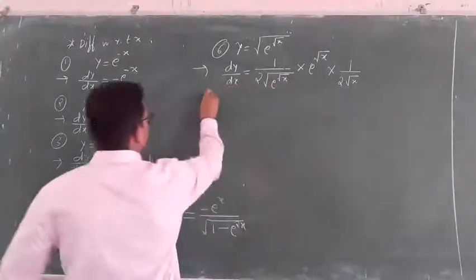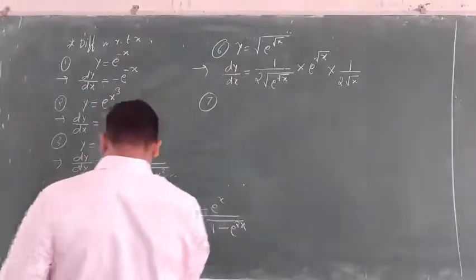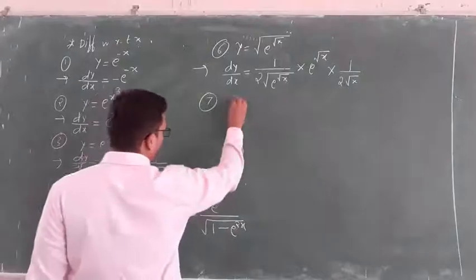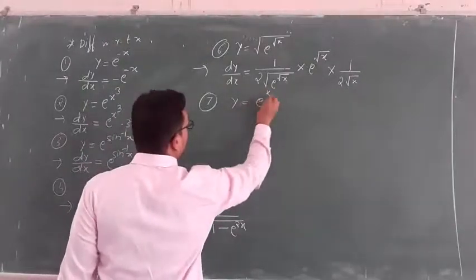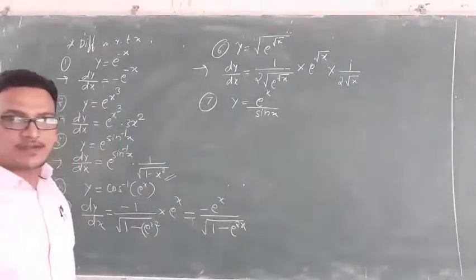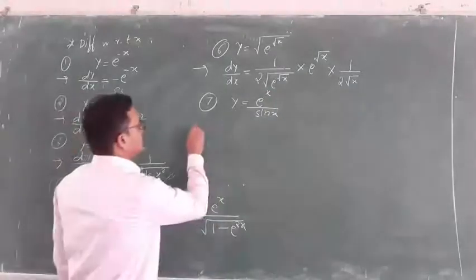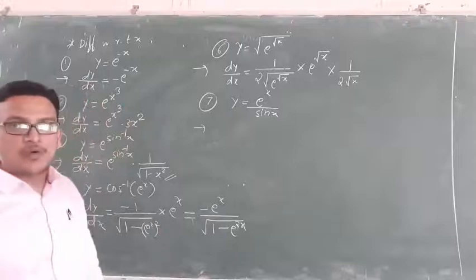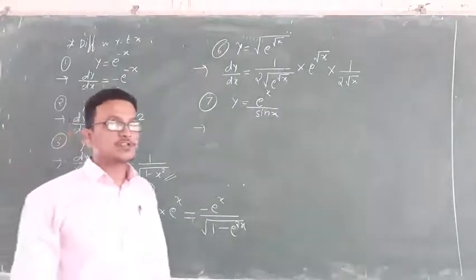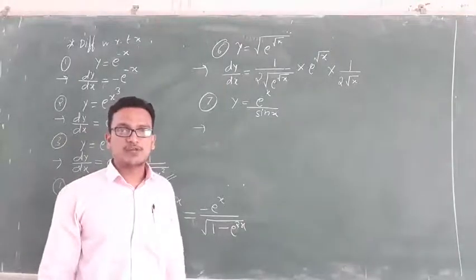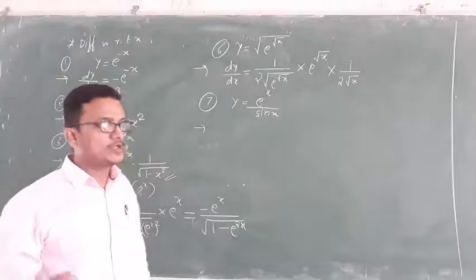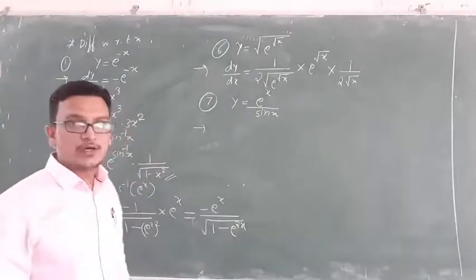Okay. Next example, y is equal to e to the power x divided by sin x. Now this function is in the form of u by v, means it is in the form of division. So whenever the function is in the form of division, how do we find the derivative? Using the quotient rule.